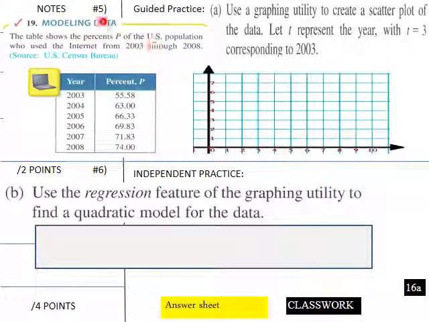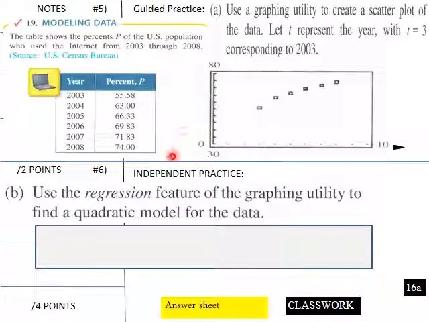So we got our next guided practice here. We have a data set. We're going to create a scatter plot, and it shows the percent of U.S. population who use the internet from 2003 to 2008. And then down here we're going to use a regression feature to come up with a quadratic model for that. So first we're going to plot the data.